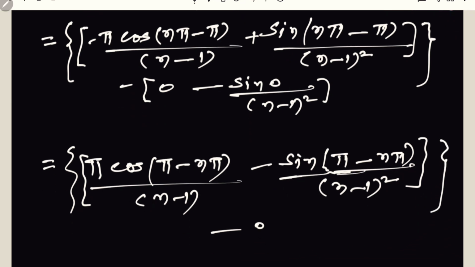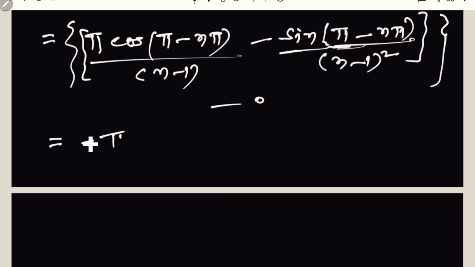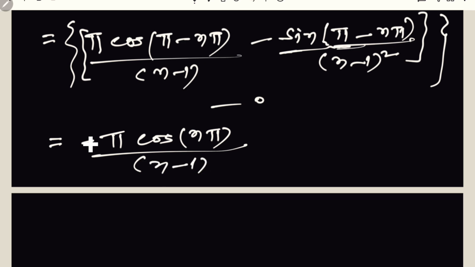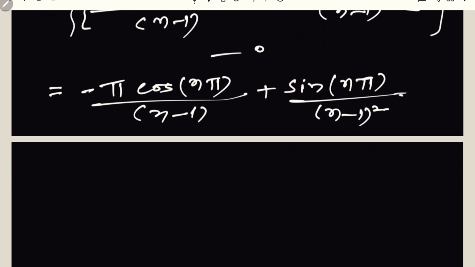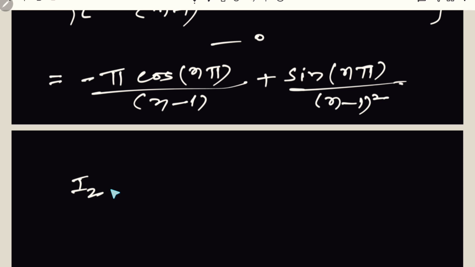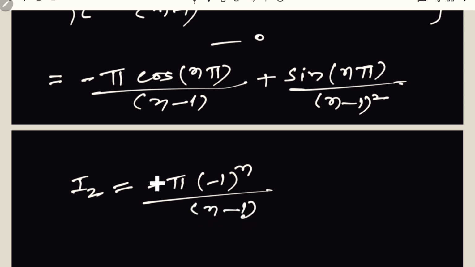And cos of (pi minus theta) is minus cos theta. Therefore, that minus and this minus become plus pi into cos n pi divided by (n minus 1), and sin n pi as minus, and that previous minus becomes plus sin n pi divided by (n minus 1) whole square. Substituting the value, cos n pi is (minus 1) raised to n divided by n minus 1. Sin n pi is 0. Therefore, that term becomes 0. Equation number 4.